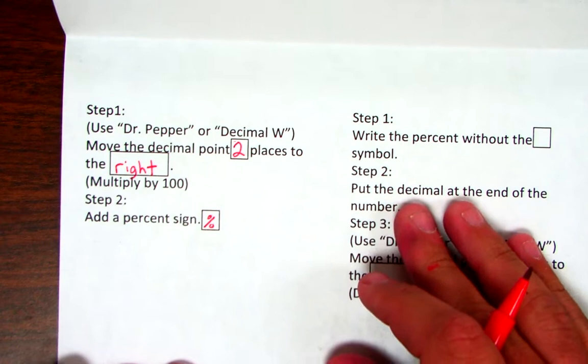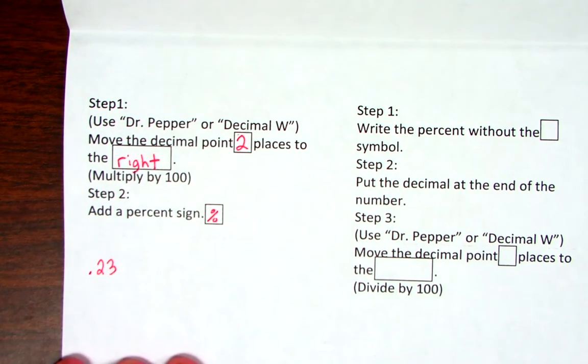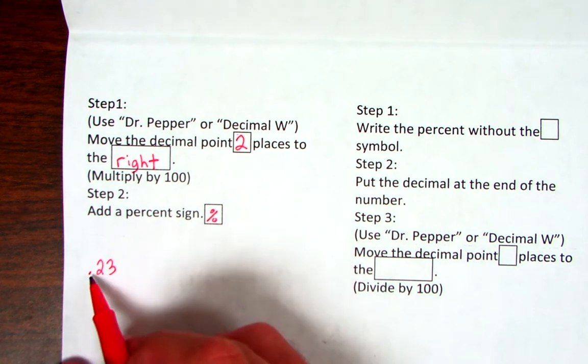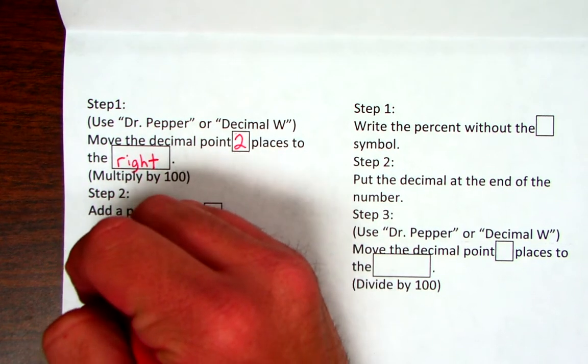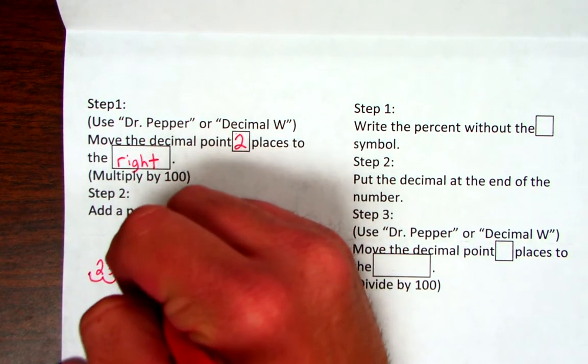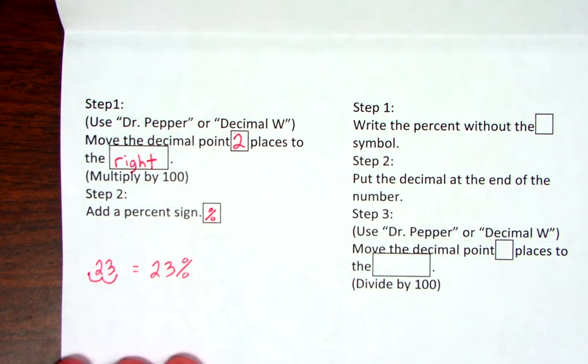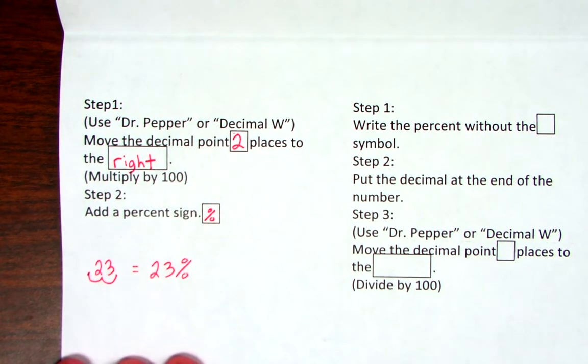So for example, if we have 0.23 and I want to know what percent is that, you take the decimal and you move it 2 places to the right. What do I have now? I now have 23 and add your percent sign. You're done. You just converted a decimal to a percent.